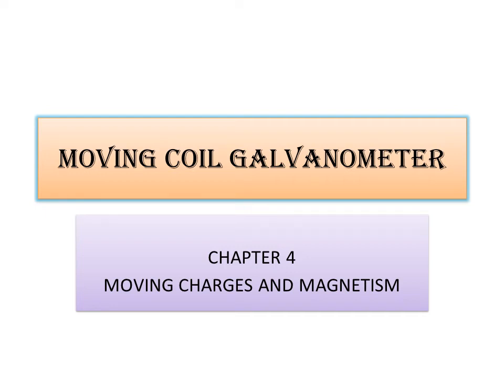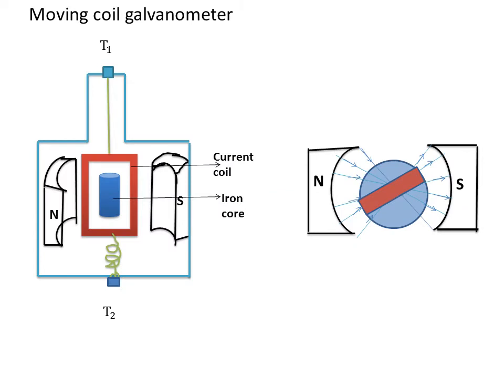Here we are going to study about moving coil galvanometer. So this is the figure of moving coil galvanometer. Here we have an aluminum frame, that is a non-magnetic frame on which insulated copper wire is wound. One end of the copper wire is connected to terminal T1 using a phosphor bronze string, and the other end of the wire is connected to terminal T2 using phosphor bronze spring.